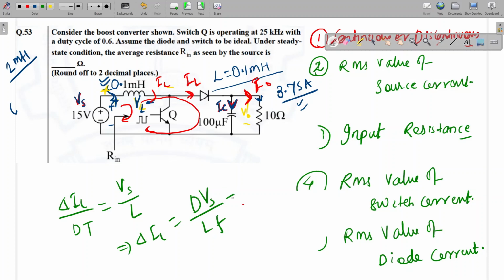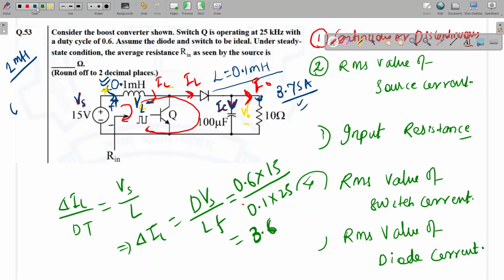D is 0.6. 0.6 into Vs, 15, divided by L into F. L value is 0.1 millihenry into 25. How much is 0.6 into 15 divided by 0.1 into 25? It is 3.6. So this ripple current in the inductor, we are getting 3.6.